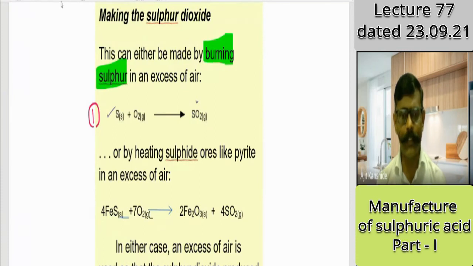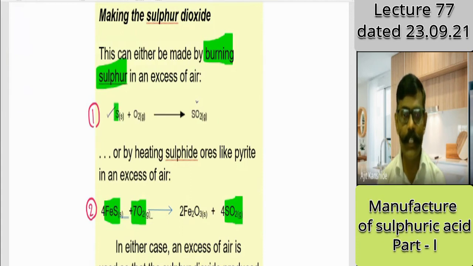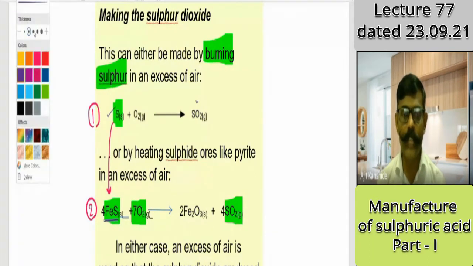The second method is from pyrites, iron pyrite, ferrous sulfide. We can get sulfur dioxide via its combustion, its reaction with oxygen. Means instead of sulfur, now a compound of sulfur is there, a sulfide compound of sulfur, that is FeS. I want the answer from you. What is the oxidation state of iron in this FeS? What is the charge on this iron in FeS?